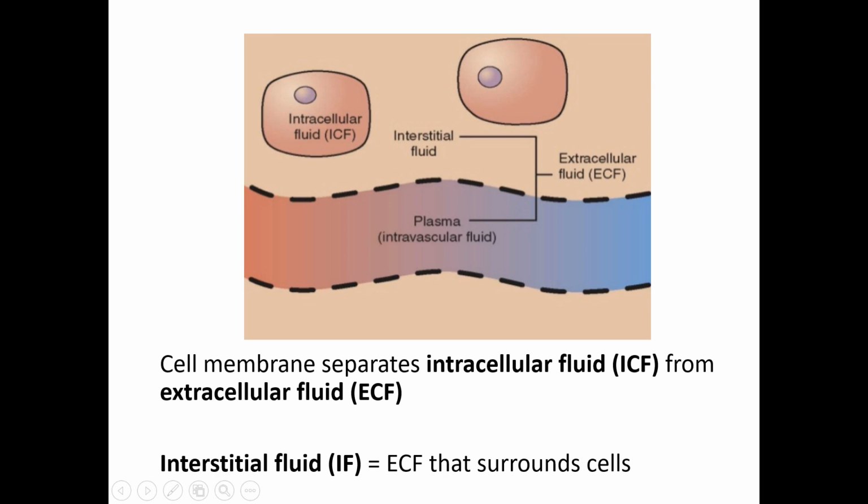That extracellular fluid is made also of two types. First one is a fluid inside of our blood vessels. That's a blood plasma. And also interstitial fluid, that is a fluid between the cells.